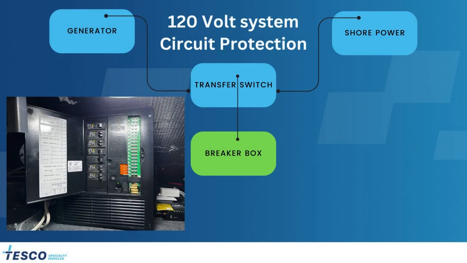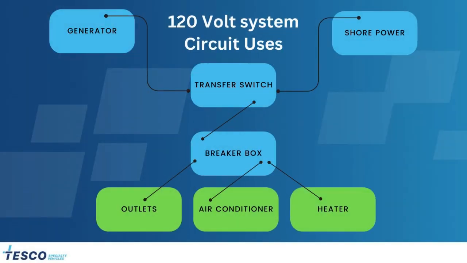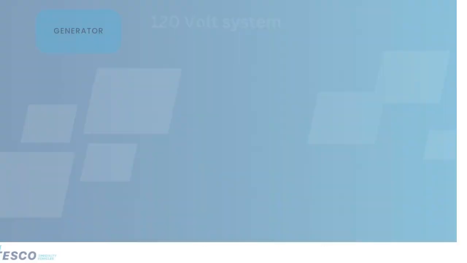The transfer switch sends power to the breaker box. The breaker box holds all the circuit breakers for the 120-volt system. The breaker box distributes power to all of the individual circuits. The main 120-volt circuits include the wall outlets, the air conditioners, and the heaters. Some vehicles may have more items that will be listed on the breaker box cover.